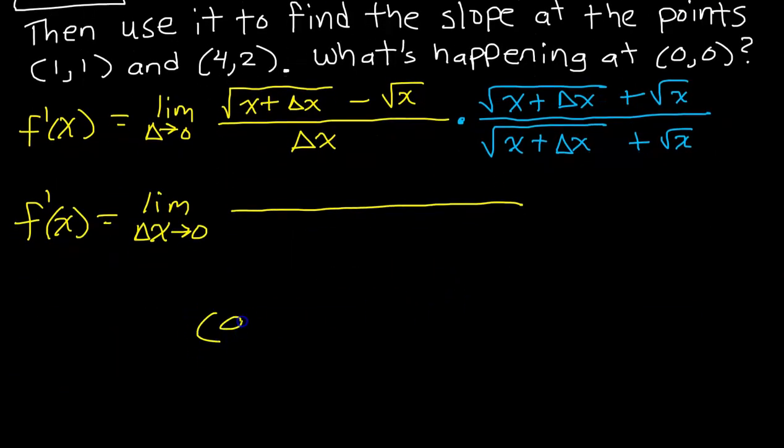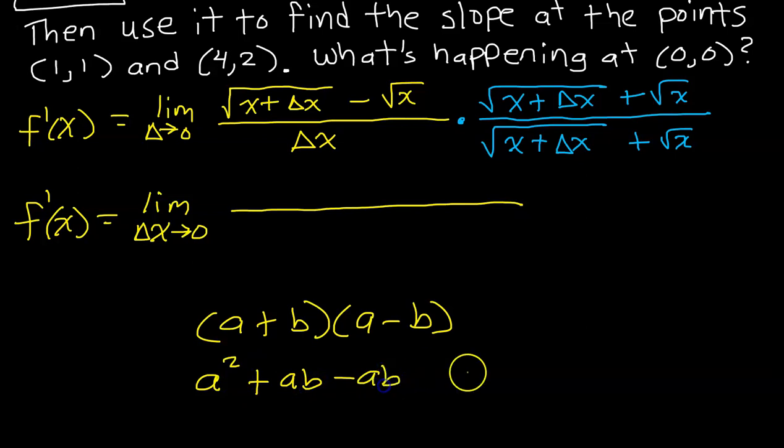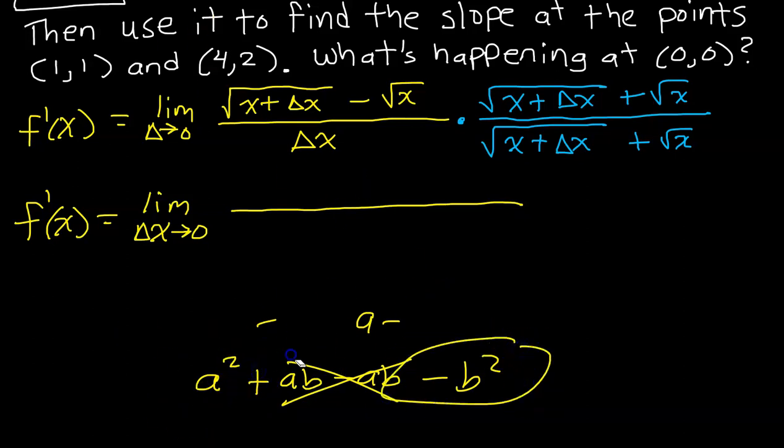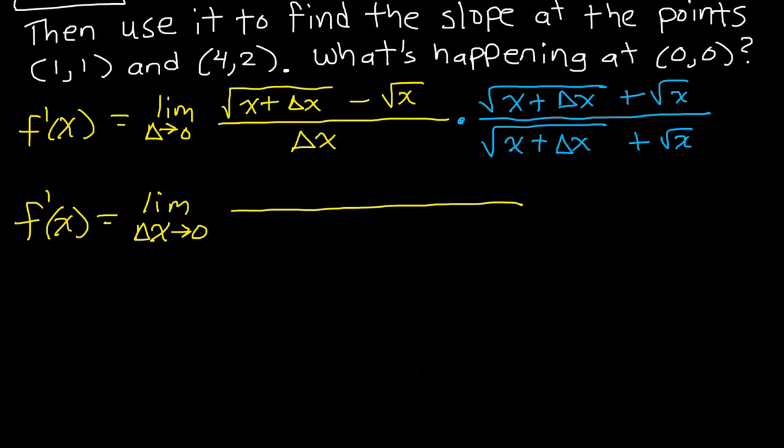So for example, if I do a plus b and then I do a minus b, when I do the distributive property twice, I'm going to get a squared, plus ab, and then minus ab, and then minus b squared. But this always happens. Plus ab minus ab, the middle cancels out, and you just wind up with a squared minus b squared. So I'm going to use that fact to my advantage. And so it's just going to be the first radical. Here, let me circle some things.